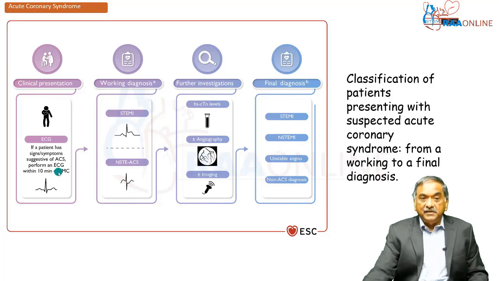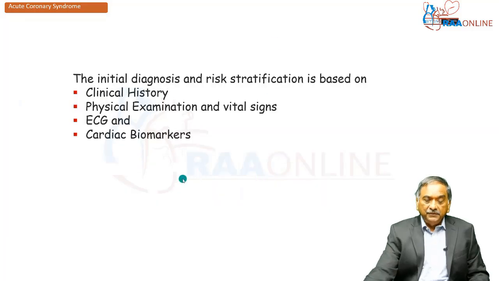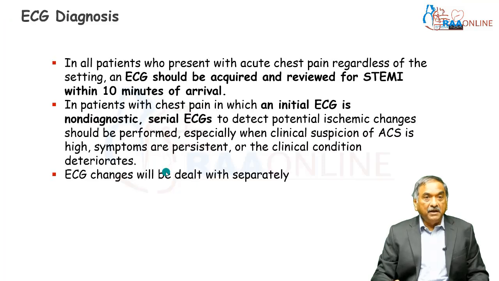If the ECG is normal, the troponin is negative, and there is no rise and fall at 0 hours, 1 hour, or after 3 hours, then one makes a diagnosis of non-ACS or non-cardiac chest pain, and one needs to decide whether there is an alternative diagnosis for the chest pain or it is non-cardiac chest pain that can be left alone. So the initial diagnosis and risk stratification is based on history, physical examination, ECG, and cardiac biomarkers.